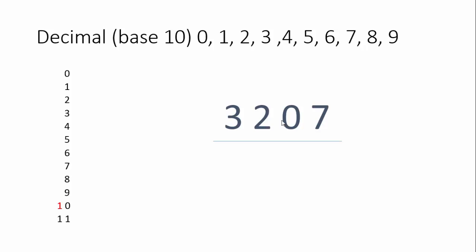So let's look at this number in detail, 3,207. The first column is 10 to the 0. The second column is 10 to the 1. The third is 10 to the second. And the fourth is 10 to the third.